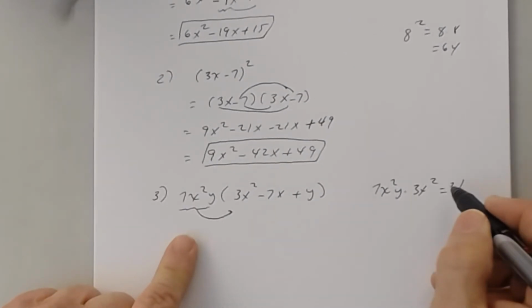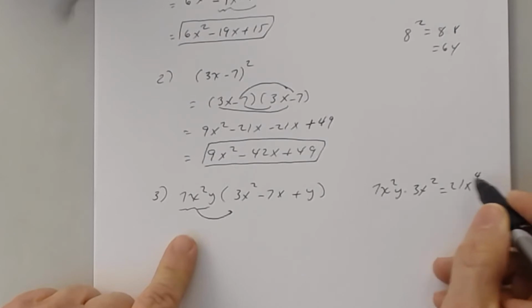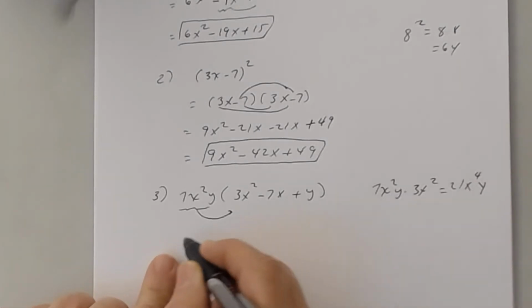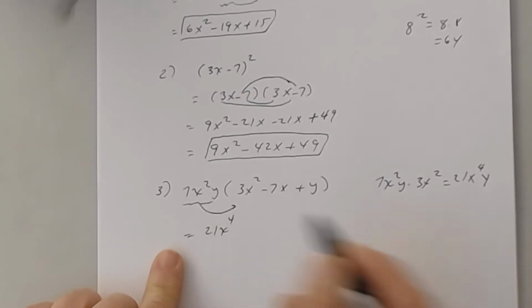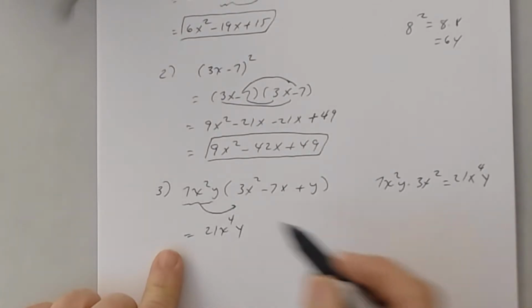21 x to the 4th. Good, because x squared times x squared is x to the 4th. And then what? Y. So that goes here. So 21x to the 4th y. All right, let's do the other one.